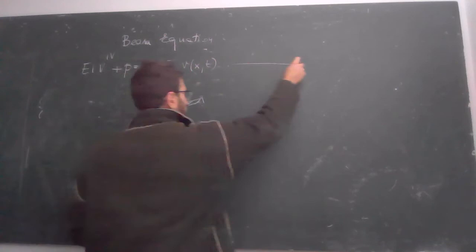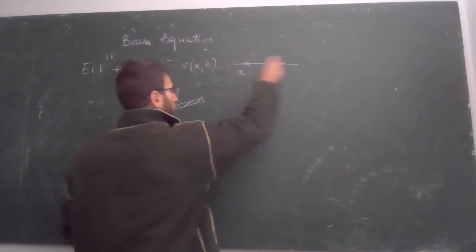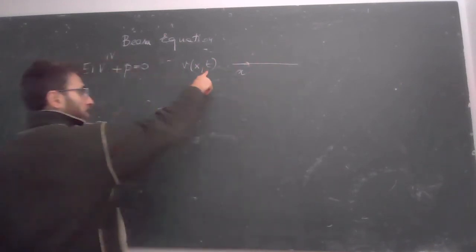We are studying the transverse vibrations of a beam. A beam means that it's a structure element where the contribution of the bending moment cannot be neglected, as it happened in the string. So let us consider an infinitesimal element of a beam, with displacement v of x,t, where x is the abscissa spanning the domain, the length of the beam, and t is time.